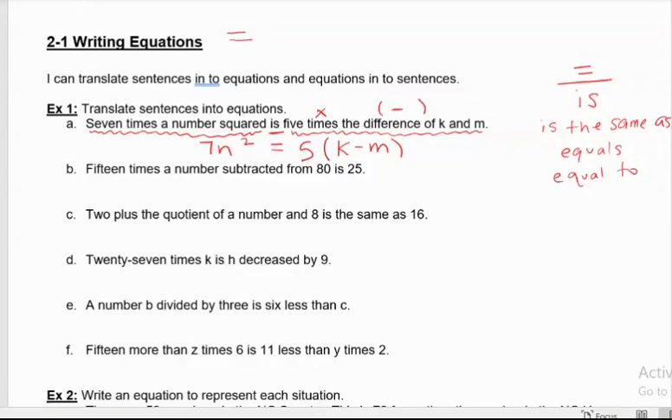B, 15 times a number subtracted from 80 is 25. So "is" tells me equals, and I know I have 25 on just one side. And then on the other side, I need to look at what is in here. 15 times a number, so that tells me 15 times a variable, subtracted from 80. So subtracted from is actually subtraction, and I need to switch what's going on. So I actually have 80 minus 15 times a number.